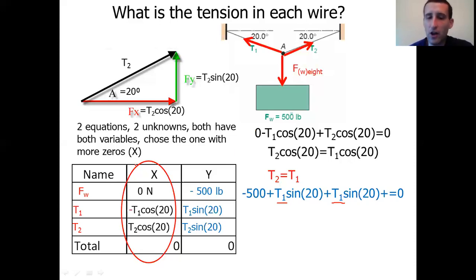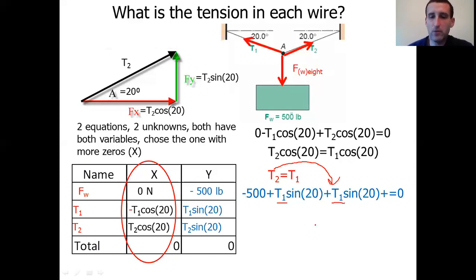You probably learned other ways of solving a system by elimination or whatever. This is called the substitution method. So we've solved for one variable in terms of the other, and then we substitute into the second equation. We're replacing that T2 with a T1, and now our second equation is in terms of one variable. So we got negative 500 plus T1 sine 20 plus T2, but now it's T1 because T2 is equal to T1, T1 sine 20 equals 0.